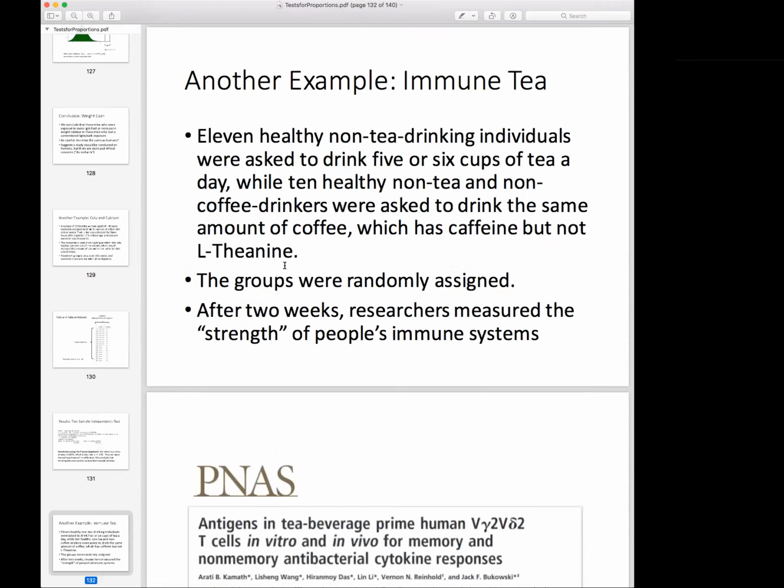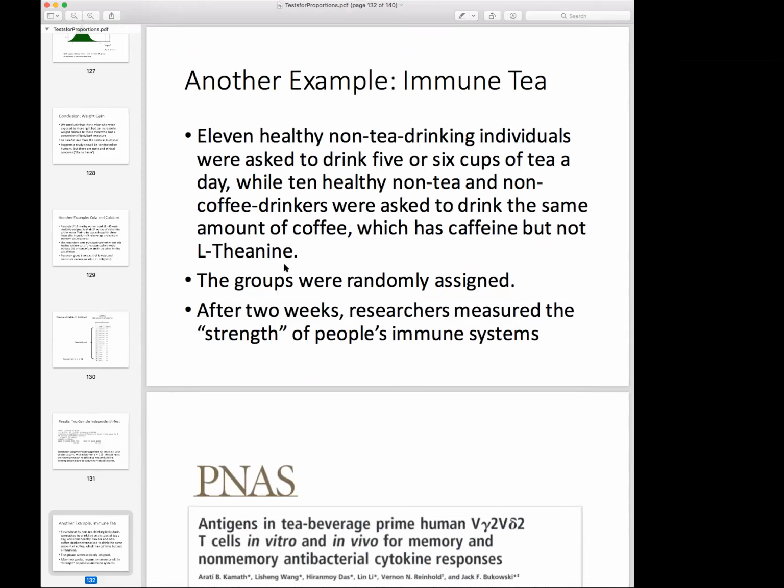Another example is immunity and tea. We have 11 healthy non-tea drinking individuals who had to drink 5 or 6 cups of tea a day, while 10 healthy non-tea and non-coffee drinkers were asked to drink the same amount of coffee, which has caffeine but not L-theanine. Tea actually has L-theanine, which is a molecule that is calming. If you ever felt calm after drinking tea, it's usually due to the presence of this molecule called L-theanine within the tea.